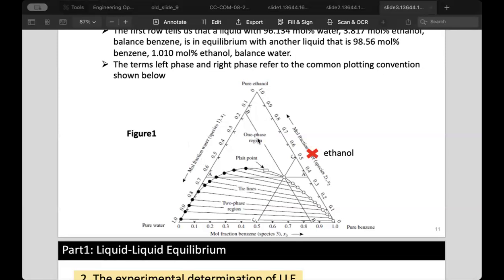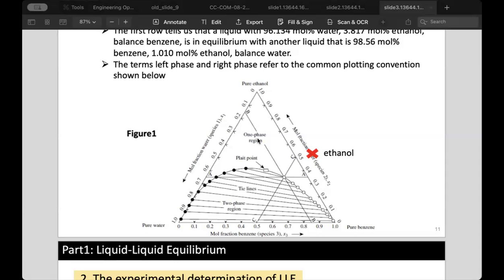What does it mean, one phase region? One phase region means there is no liquid-liquid equilibrium. The mixture contains only one phase, right? That's why we call it one phase region. Everything is totally miscible, right?